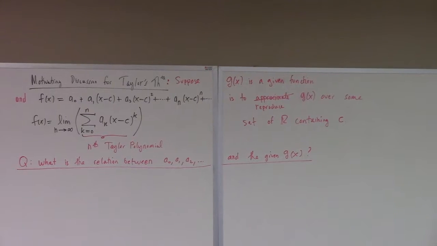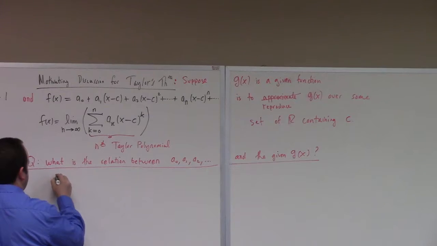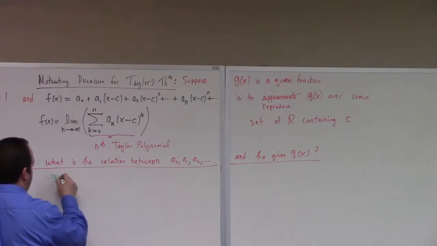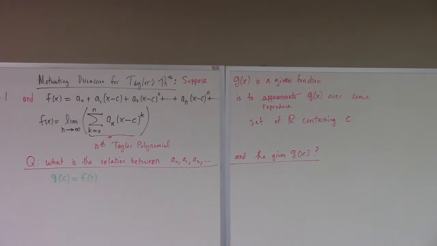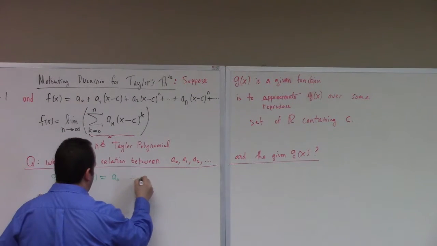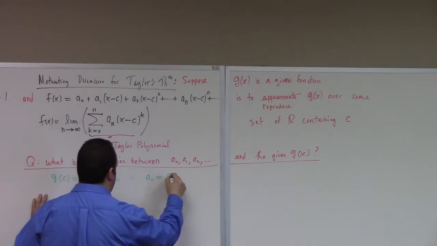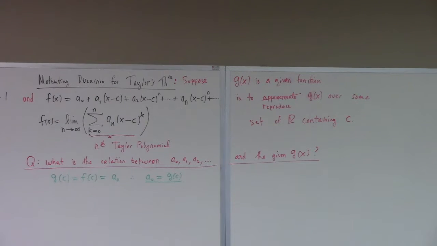So can you guys tell me what a sub 0 should be as it relates to g? g of c should be equal to f of c, right? But what is f of c? f of c is a sub 0, right? Aha. So therefore, a sub 0 is equal to g of c. Now, g is a given function. That's something we can calculate. That's condition number 1.